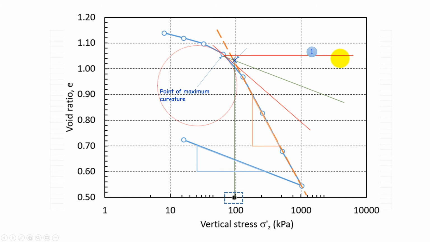First, we plot a horizontal line, based on the Casagrande method. Second, we draw a tangent to the curve at this point of maximum curvature. Third, we bisect this angle that's between line 1 and line 2. So this will give us this green line here, 3. Fourth, we extend this linear part of the compression curve, which we call the virgin compression curve. Lines 3 and 4 will intersect at this point here, X, this blue point, that's 5. From this, we go down, 6. This will give us this point here.